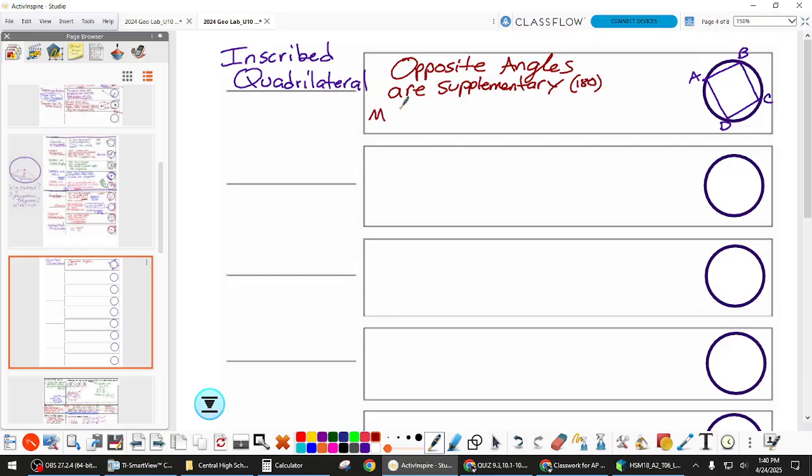So, like in this picture, let's do a better one. Measure of angle A plus measure of angle C equals 180. And measure of angle B and measure of angle D. Doesn't matter what shape that quadrilateral is. The opposite angles will add to 180. So that's kind of neat. Oh. You happy about that?